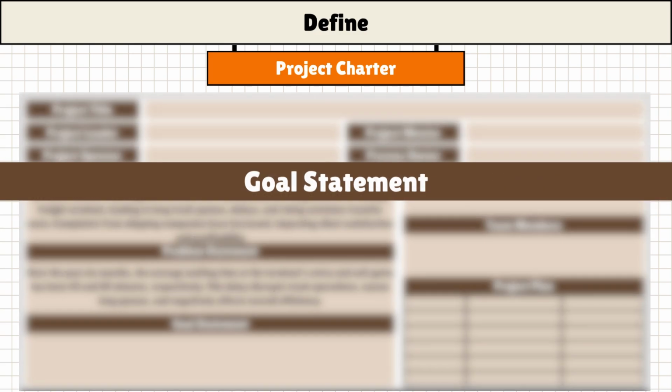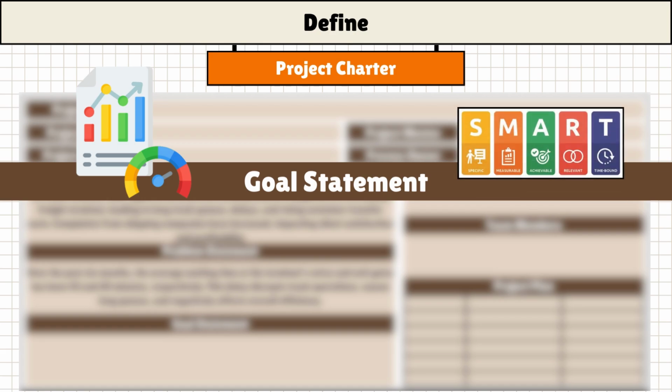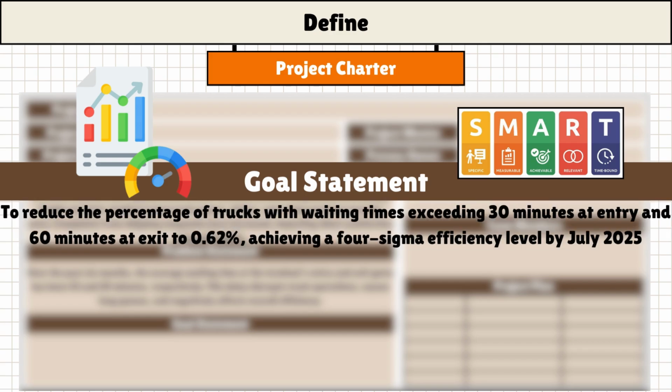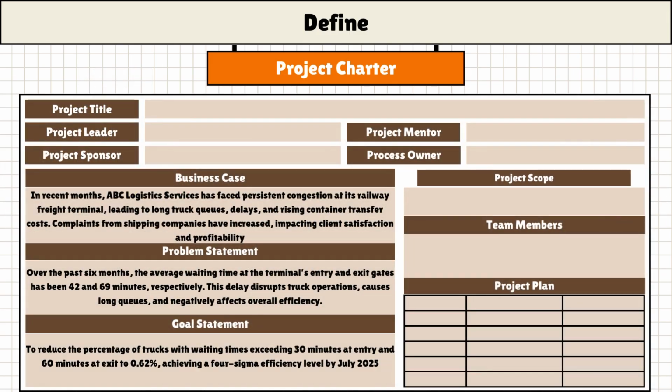Next, we have the goal statement, which outlines the team's improvement objectives in measurable terms, adhering to SMART criteria. For this case, a good goal statement would be: to reduce the percentage of trucks with waiting times exceeding 30 minutes at entry and 60 minutes at exit to 0.62%, achieving a 4 Six Sigma efficiency level by July 2025. Next, we have the project scope, which outlines the boundaries of the improvement efforts. In this case, the scope is limited to the entry and exit gates of the terminal, excluding other operations.